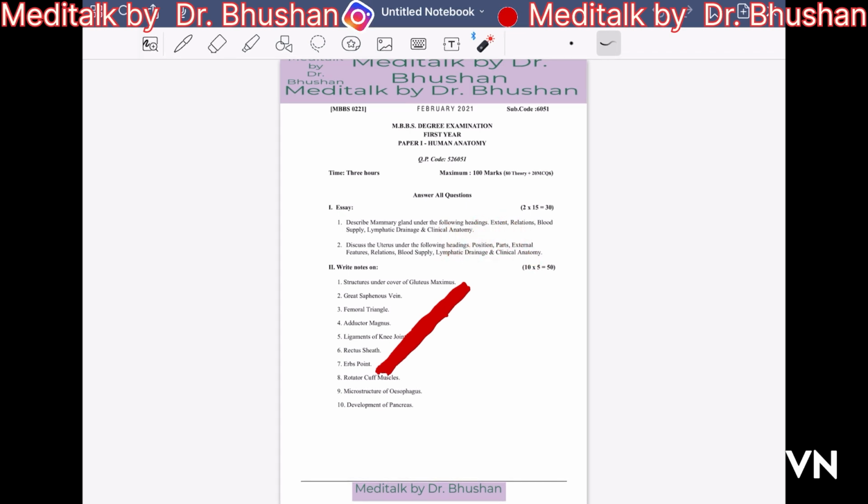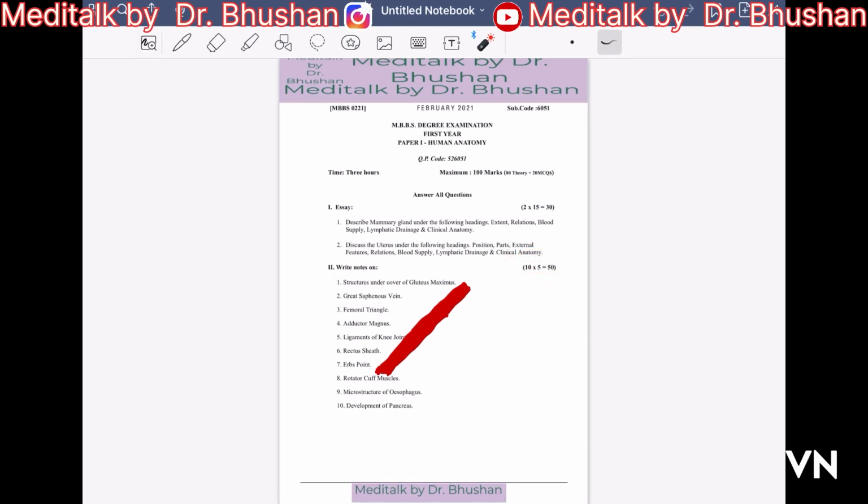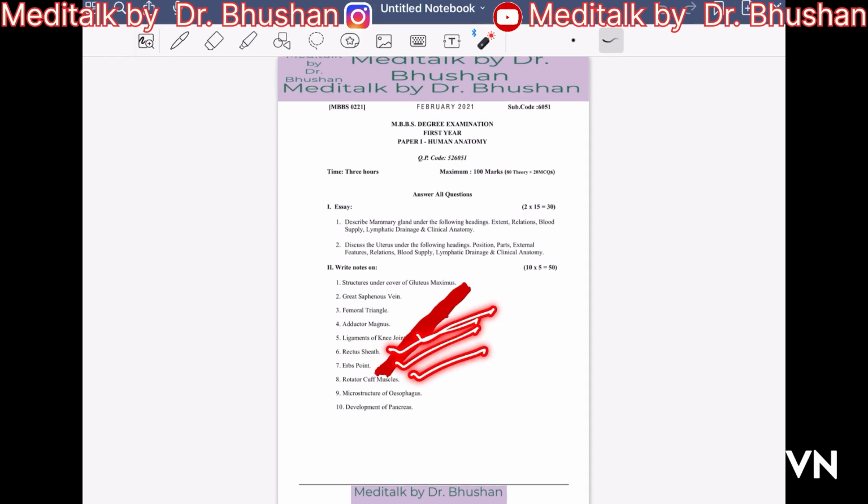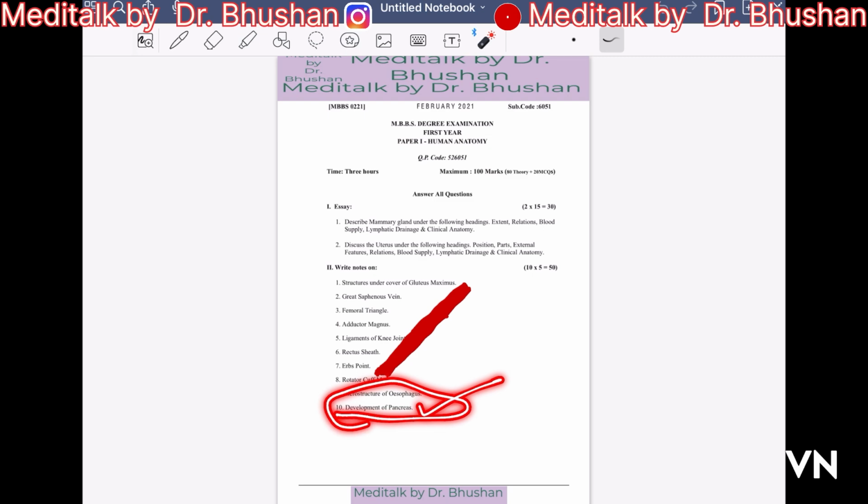Write short notes on the following questions. This is for 50 marks, each 5 marks. Structure under the gluteus maximus, great saphenous vein, femoral triangle, adductor magnus, ligament of knee joint, rectus sheath, Erb's point, rotator cuff muscle, microstructure of esophagus and development of pancreas.